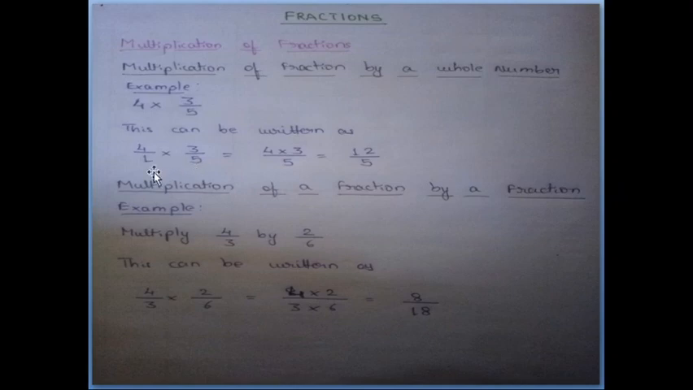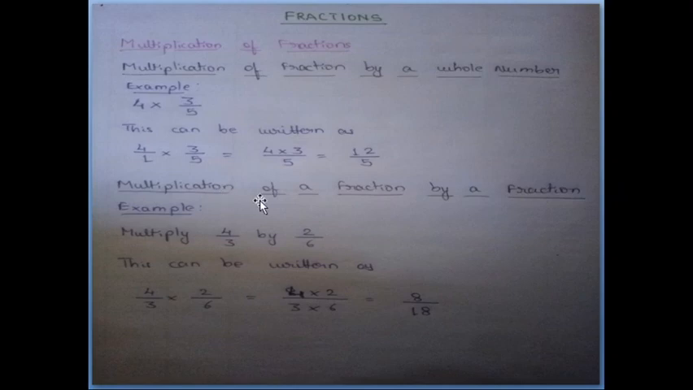Now we will perform the multiplication between these two fractions. When we are performing the multiplication, we multiply the numerator with the numerator and the denominator with the denominator. Here 4 and 3 are the numerators, 1 and 5 are the denominators. So that is 4 into 3 divided by 1 into 5, which equals 12 by 5, because 4 into 3 is 12 and 5 into 1 is 5.